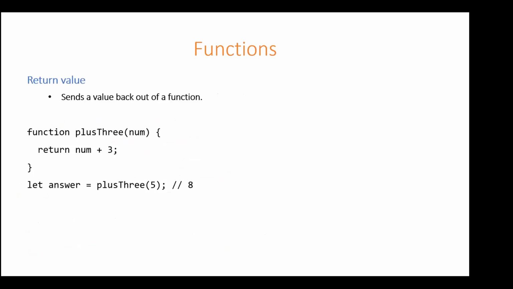So next, we have return value. Our functions can have some inputs, right? So we can also give an output from the function after executing a function. You can use a return statement to send a value back out of a function.